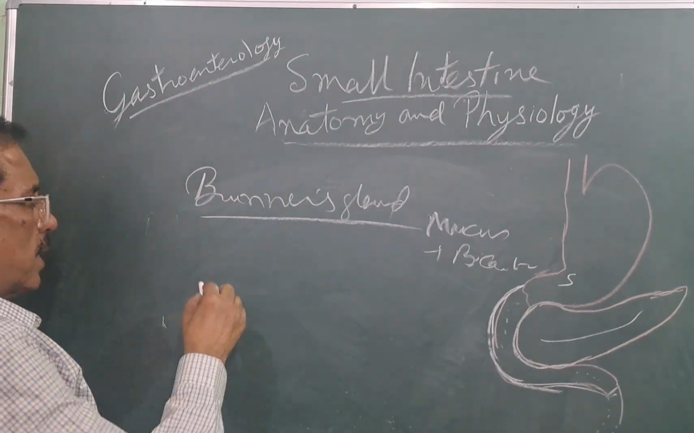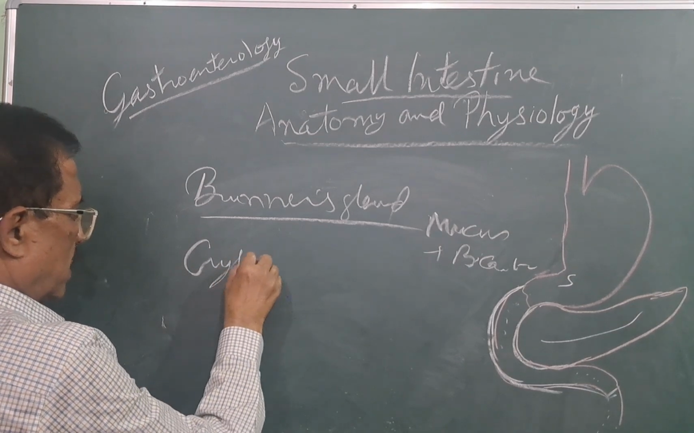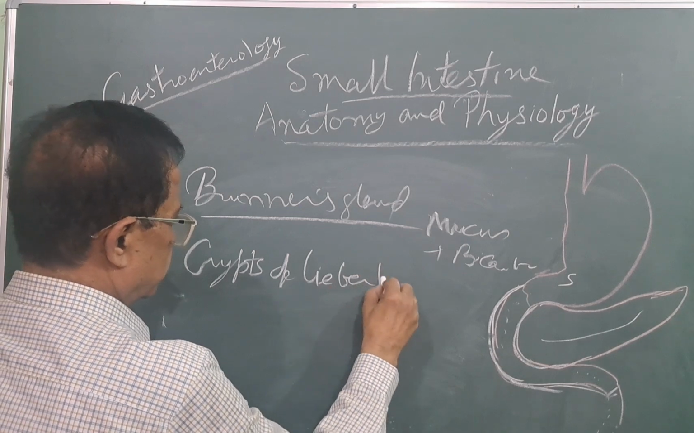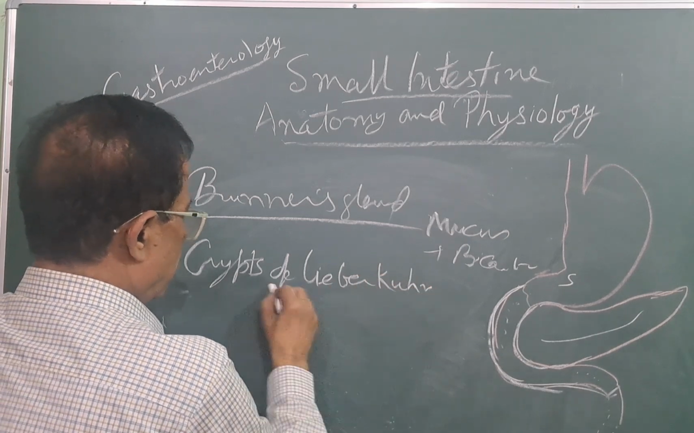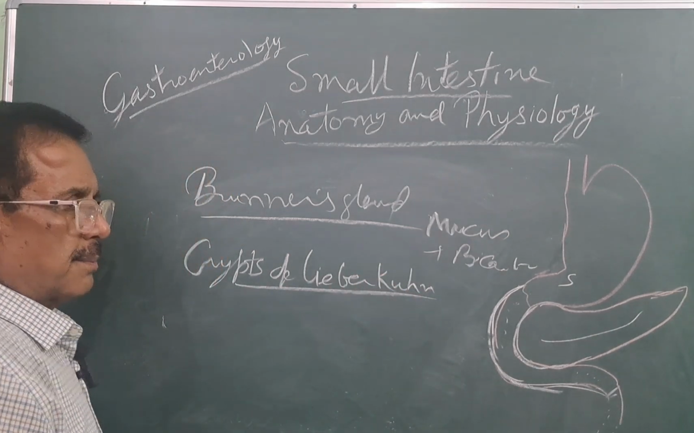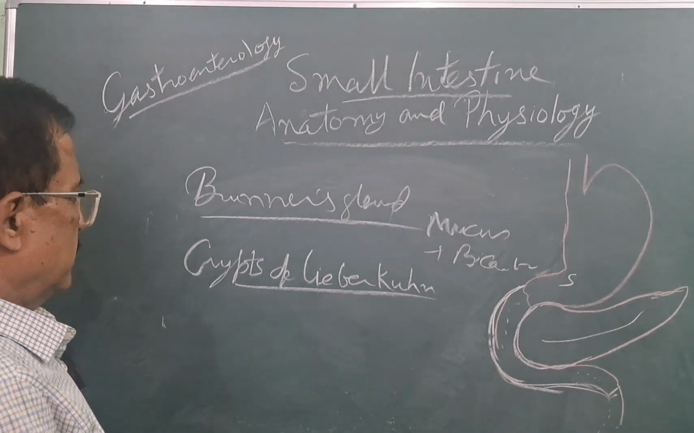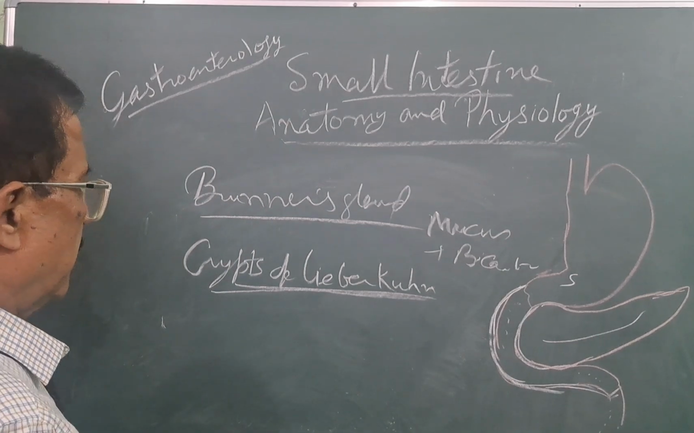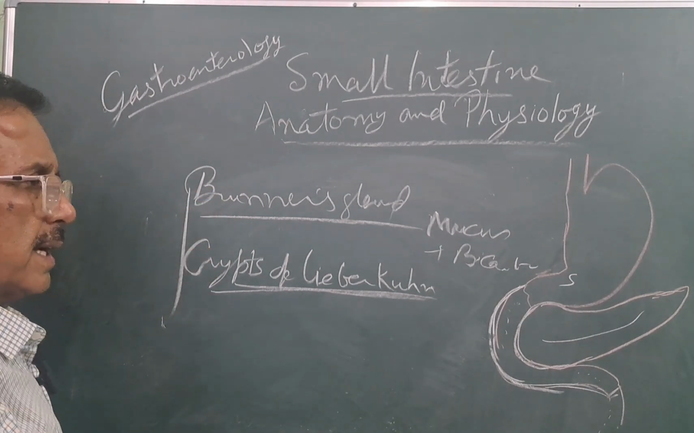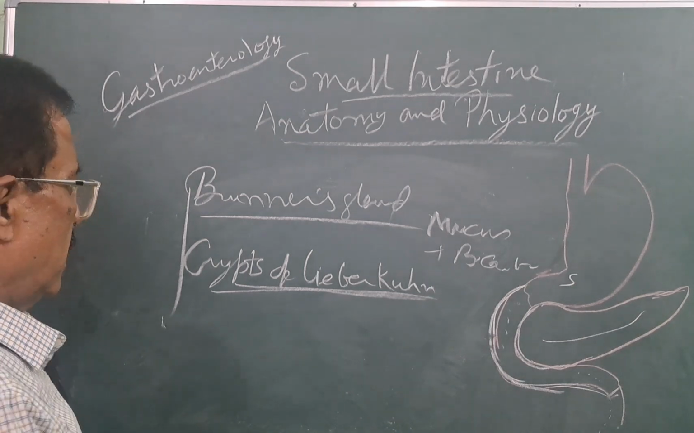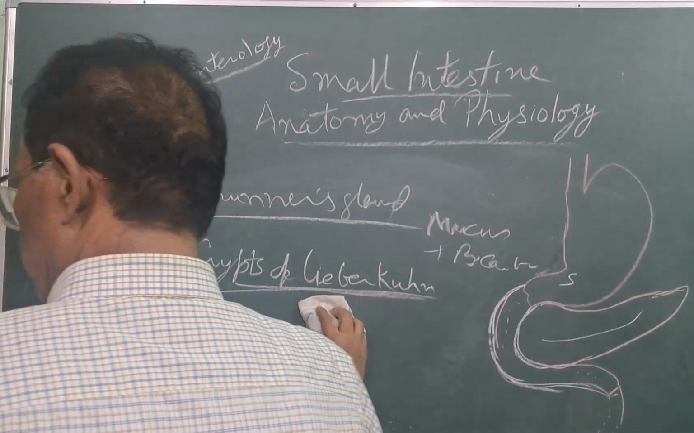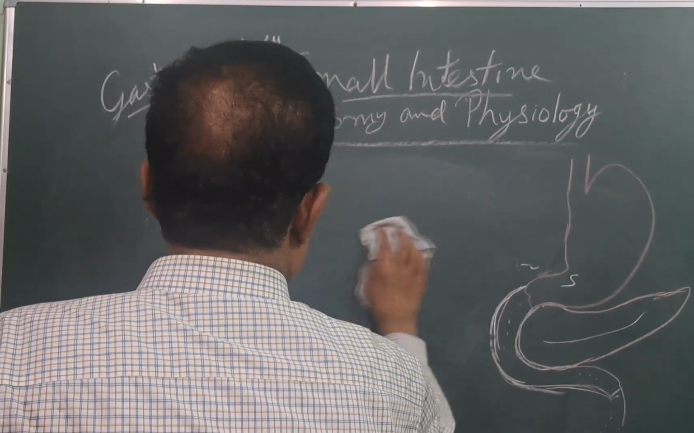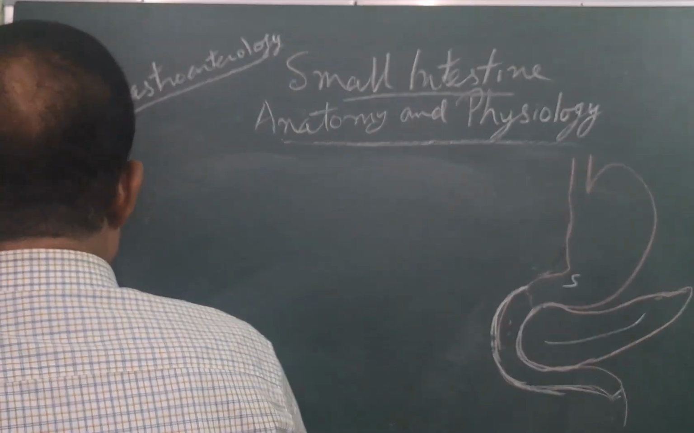Then the crypts of Lieberkühn. These are simple glands and they secrete enzymes and mucus. These two glands are specific to the small intestine. Then coming to the cells present in these glands, number one, goblet cells.